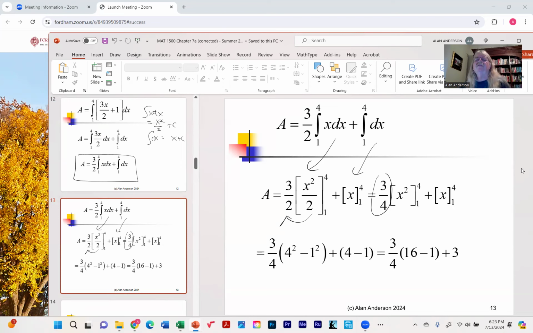But anyway, what that means is the evaluation is a little simpler because all we have to do for the first one, we have 4 squared minus 1 squared. This is what we mean by f of 4 and f of 1. And then for the second one, it's even simpler. It's simply 4 minus 1.